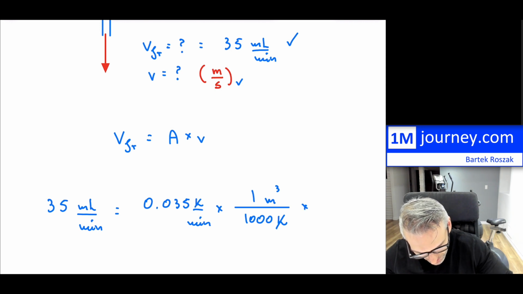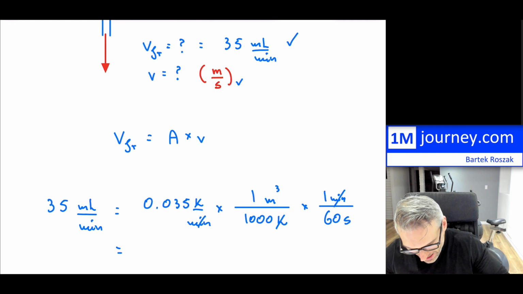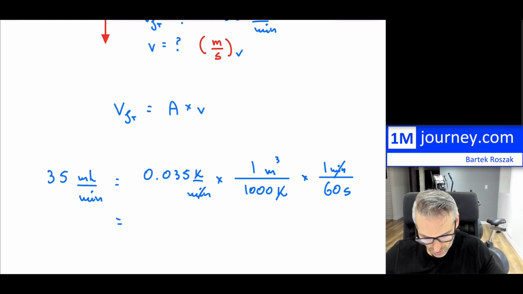And that's going to be multiplied by 1 minute, and 1 minute is obviously 60 seconds. So the minutes will cancel, and now we have our speed, which is exactly what we want.